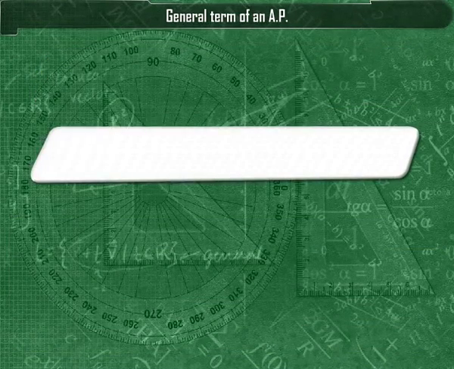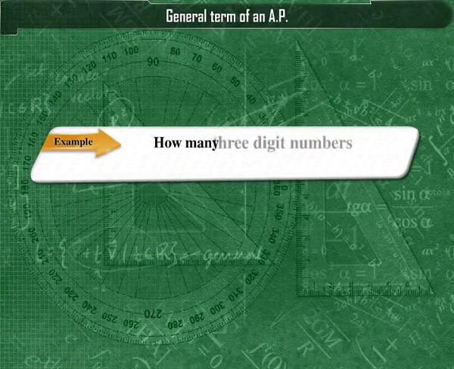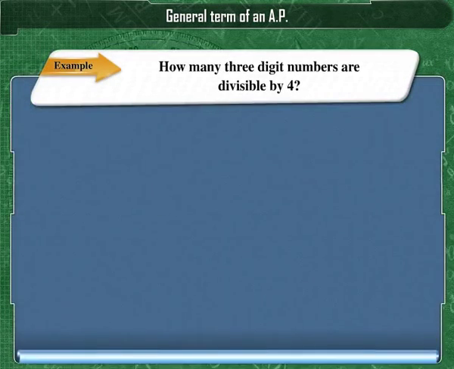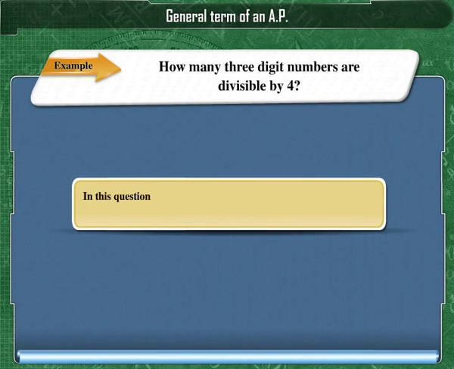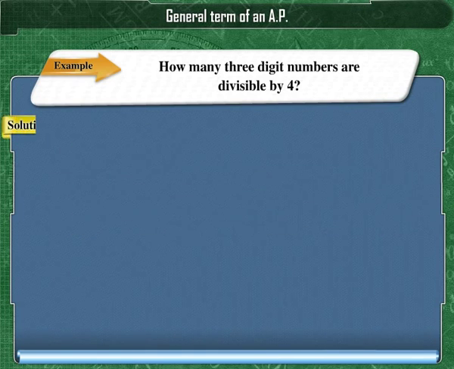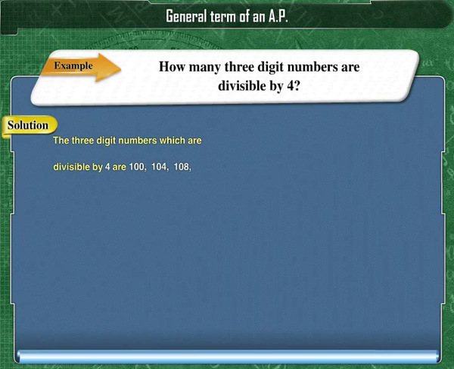Let us solve one more question. How many 3-digit numbers are divisible by 4? In this question, we have to find the number of 3-digit numbers which are divisible by 4. That means we have to find the value of n. The 3-digit numbers which are divisible by 4 are 100, 104, 108 and so on up to 996.